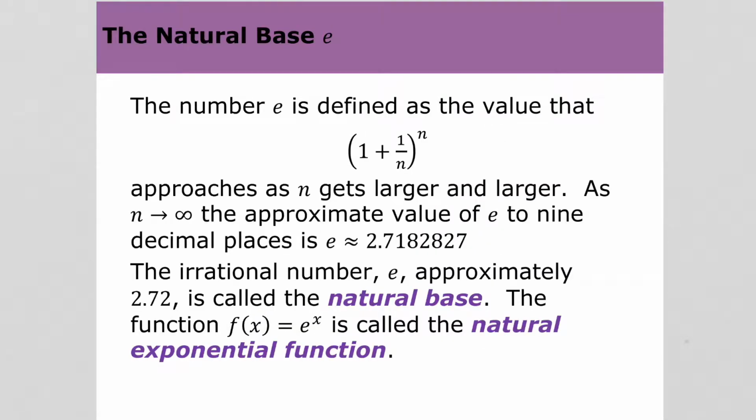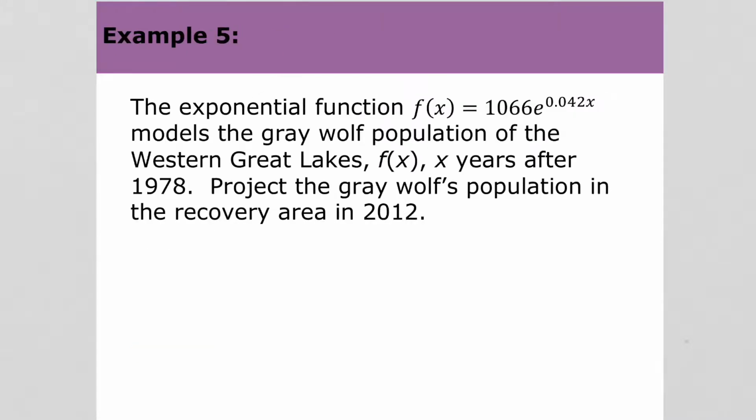What is base e? E is just a number, and it's a number found by 1 plus 1 over n to the nth power. And as n gets larger and larger, e gets closer and closer to 2.7182827, and it keeps going. So this number is similar to pi, in that pi is a number, e is a number, but I believe it does repeat in there a little bit. It's called the natural base or the natural exponential function.